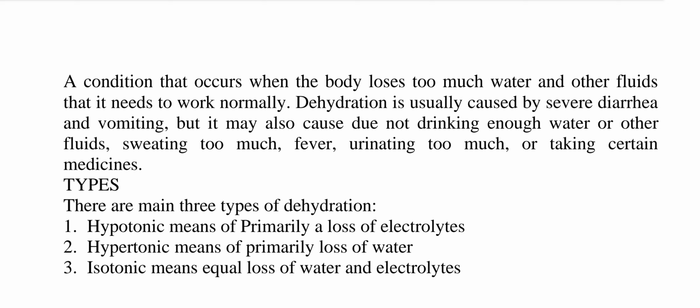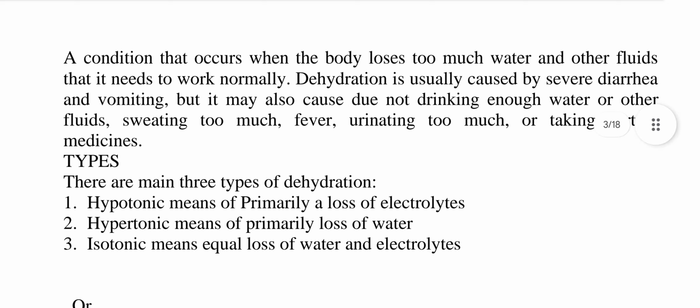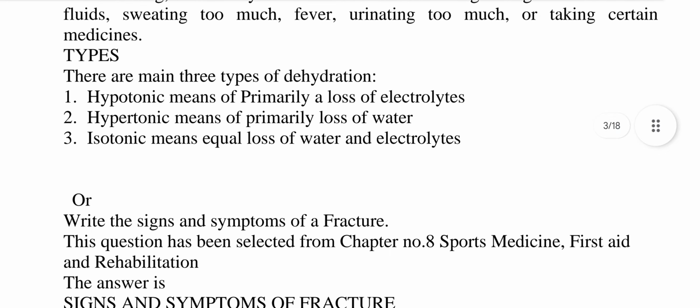Types. There are 3 main types of dehydration. First, hypotonic, meaning primarily a loss of electrolytes. Second, hypertonic, meaning primarily a loss of water. Third, isotonic, meaning equal loss of water and electrolytes.